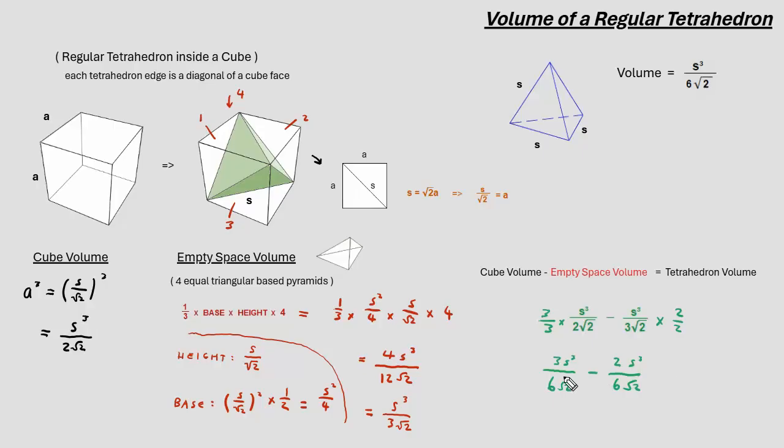So now we can carry out this subtraction. 3S cubed minus 2S cubed on top gives us S cubed, and we have our denominator of 6 root 2, which we notice is the volume sum that we stated at the start. And with the help of looking at a regular tetrahedron inside a standard cube, we've seen why this sum can be used to obtain a value for the volume of a regular tetrahedron.